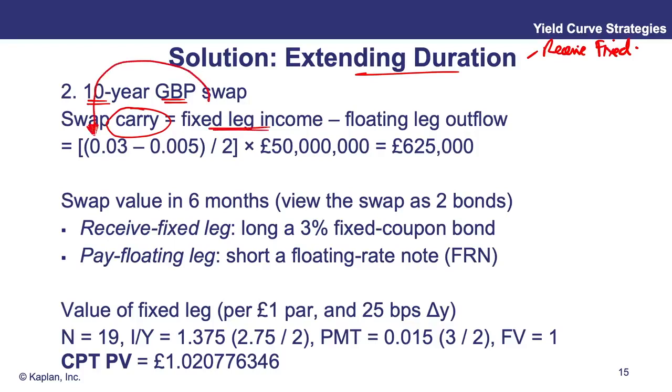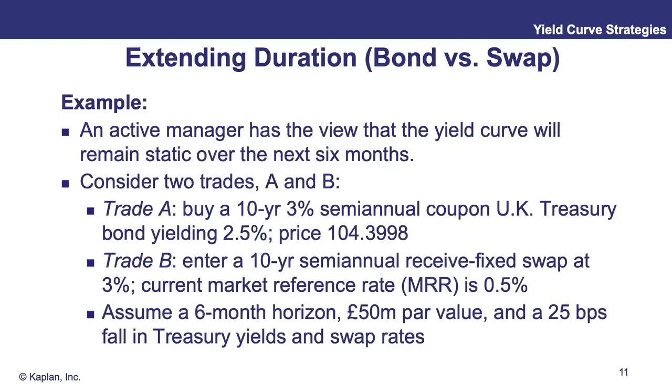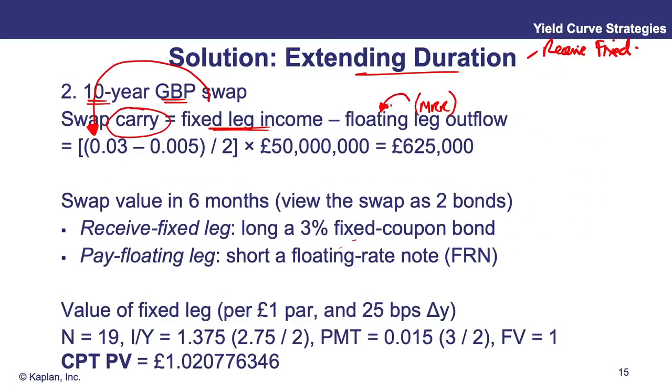And we know that the floating rate, the market reference rate for the present period, was 50 basis points. That was given to us earlier as well, and we're using this data now. Fixed coming in of 3% and the market reference rate of 0.5% going out. This is what we're going to earn as we carry the position through time. So in terms of carry, fixed coming in minus floating going out.